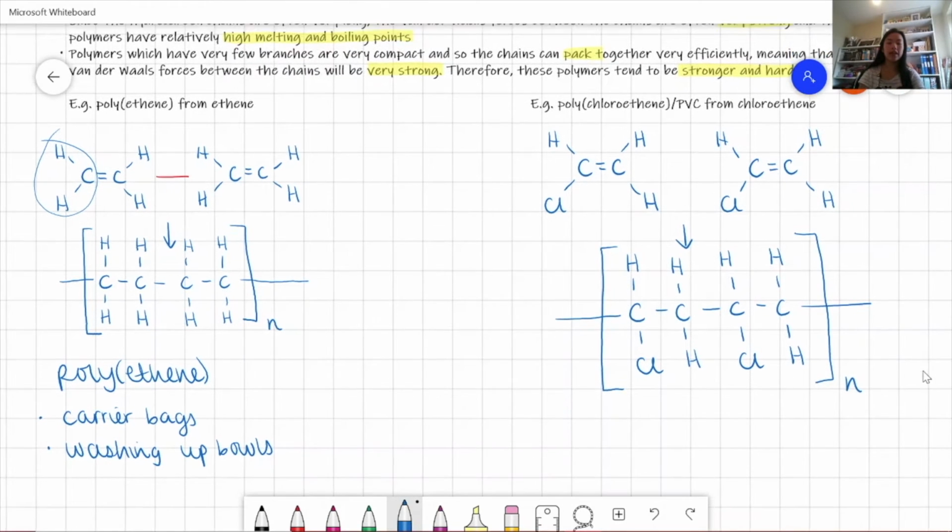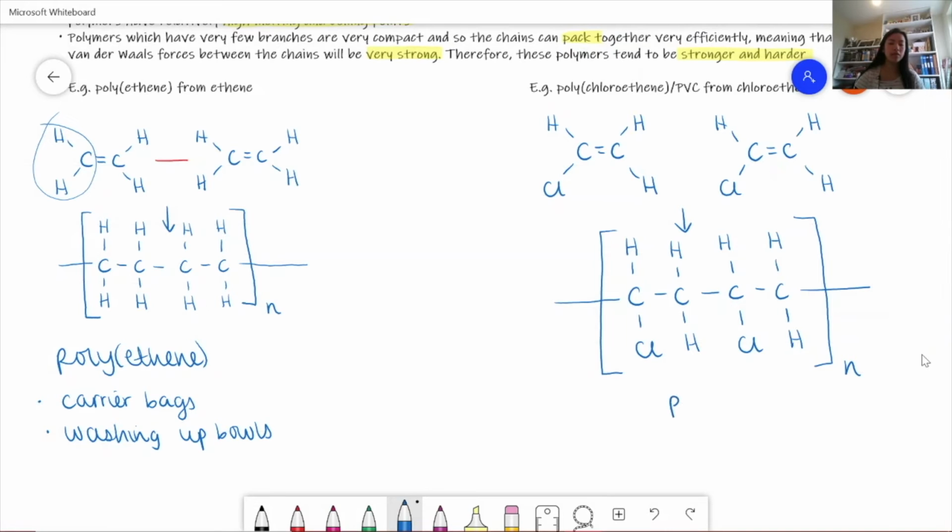So this is PVC, and the uses of PVC are that we use them in vinyl records and also aprons and drain pipes.